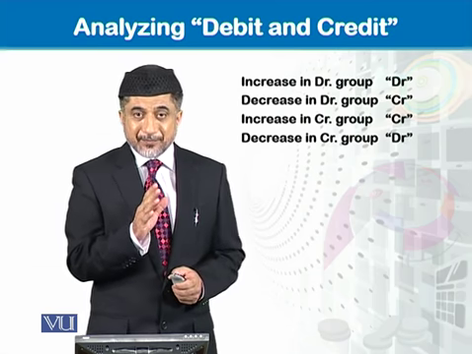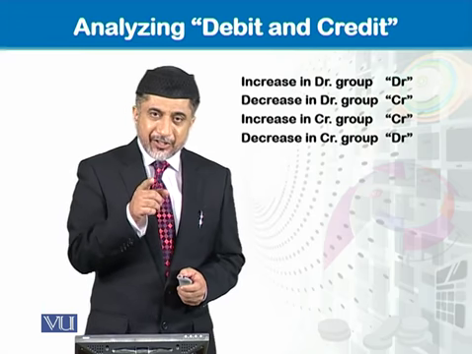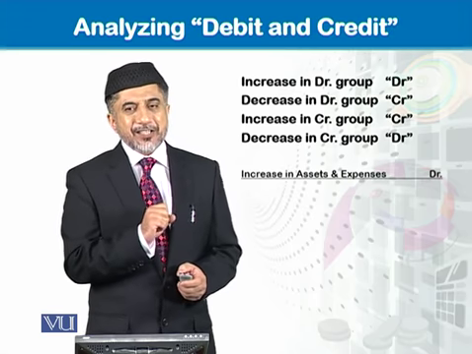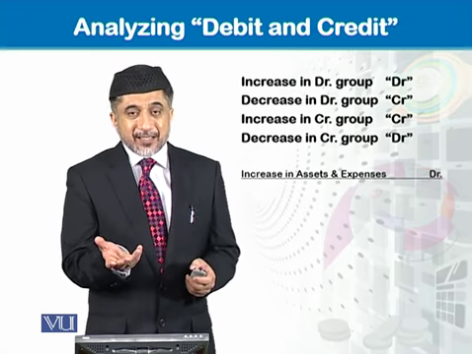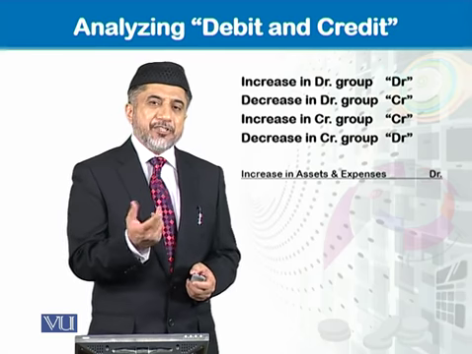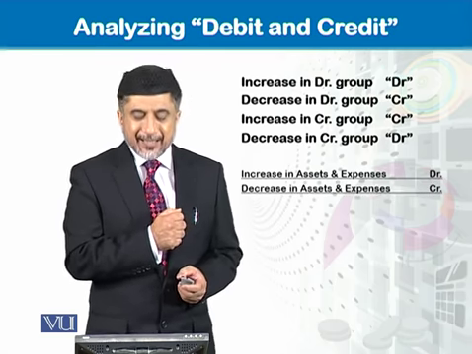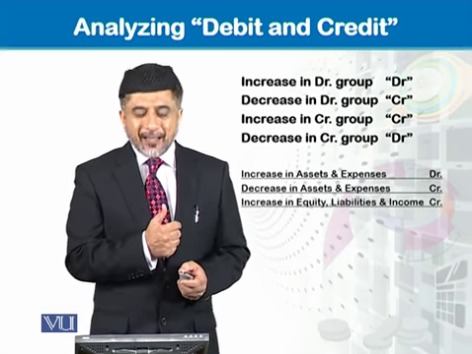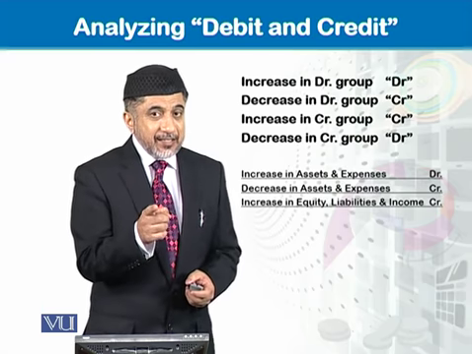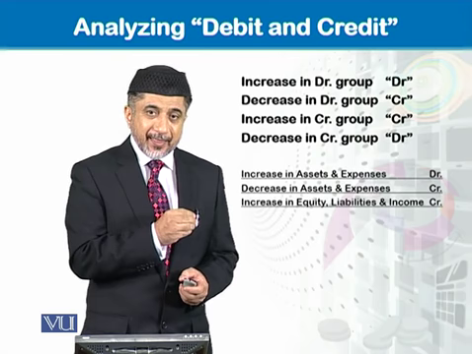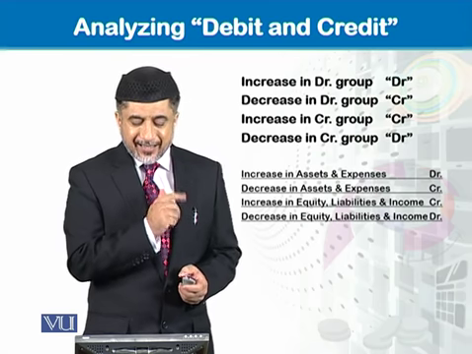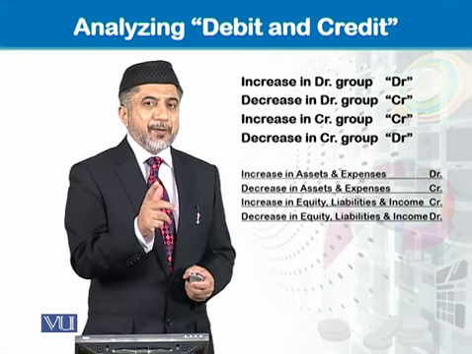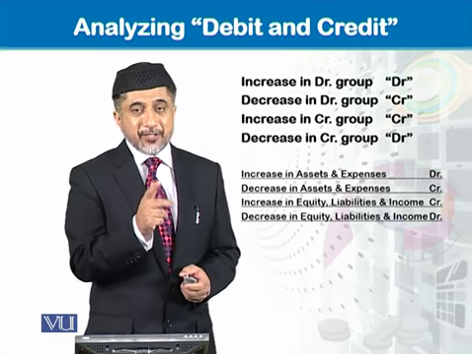Very easy to understand. I repeat this concept in another way: increase in assets and expenses, obviously these are the debit group, would always be debited. And decrease in assets and expenses would always be credited. Increase in equity, liability, and income would always be credited. And decrease in owner's equity, liabilities, and income would always be debited.